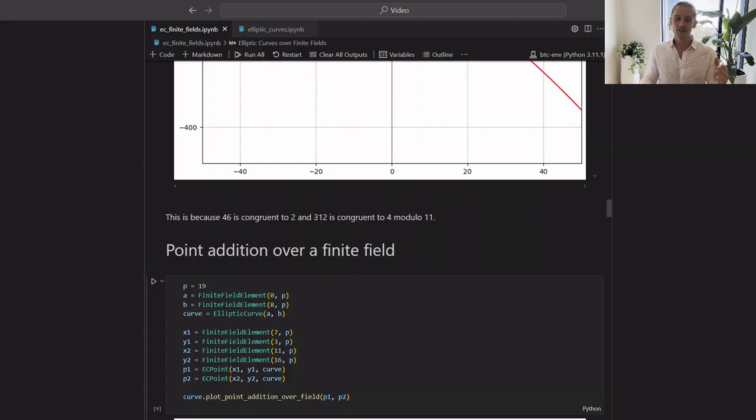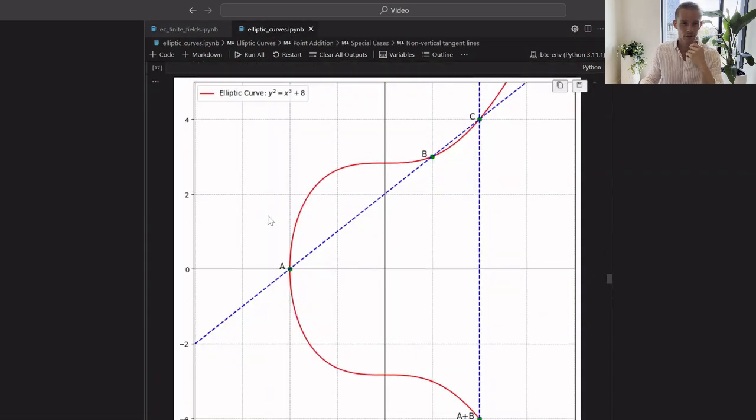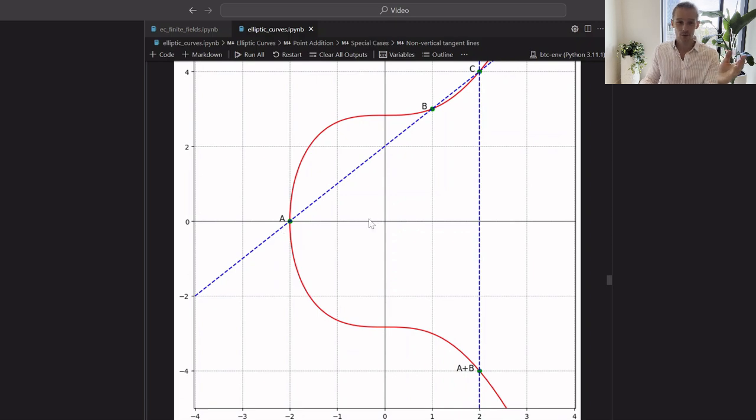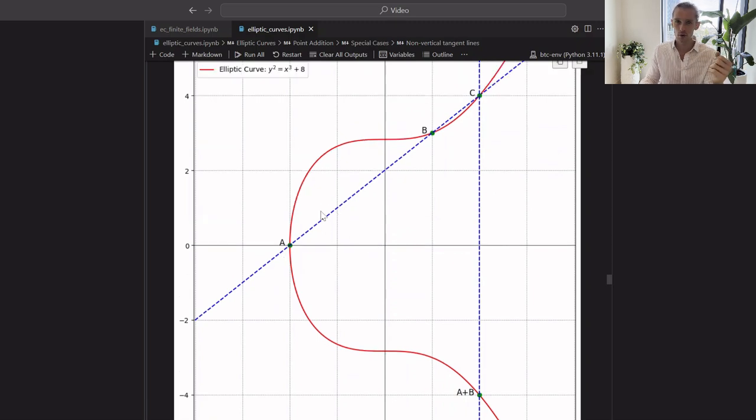Before I show what point addition over a finite field looks like, let's quickly recap what this looked like for elliptic curves over real numbers. If we wanted to add 2 points that lie on the curve and aren't the same point, A and B, for example, then what we did is we got the straight line that connects these 2 points and then found the third point on the curve. As long as these 2 points are not inverses of each other, so the straight line is not perfectly vertical, there will always be a third point.